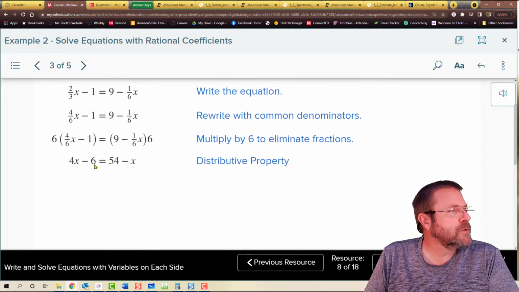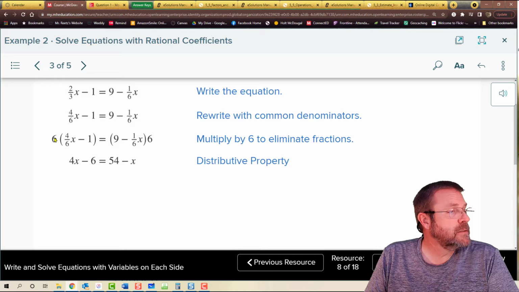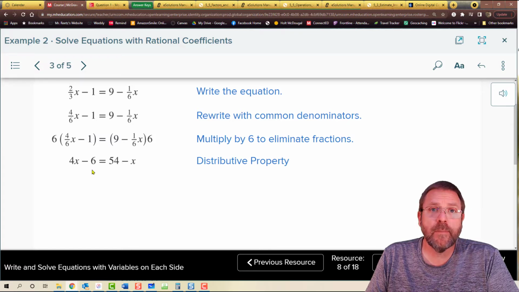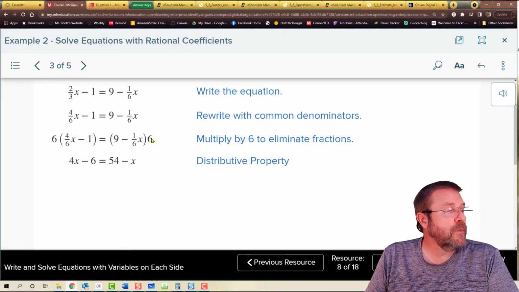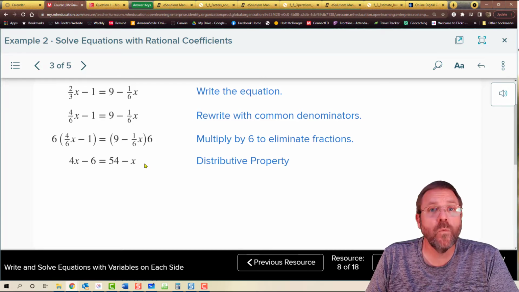To get rid of the fractions, they're multiplying both sides by their denominators. The denominator was 6, so they multiply the left by 6, and they multiply the right by 6. In doing that, the 6 times 4/6 x just became 4x, and the 6 times negative 1 became negative 6. On the right-hand side, 6 times 9 became 54, and 6 times 1/6 x just became 6/6 x, also known as 1x, also known as x.